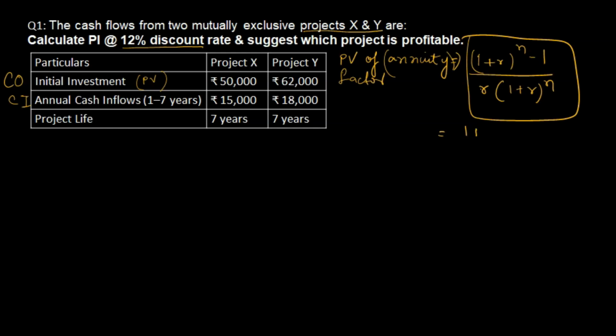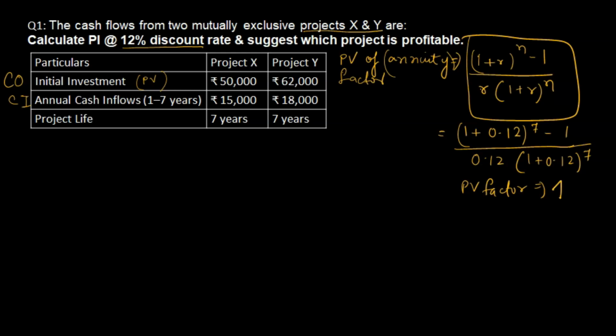If you put the values here, r is 12%, that means 0.12, correct? Then n is 7: (1 plus 0.12) to the power 7 minus 1, divided by 0.12 multiplied by (1 plus 0.12) to the power 7. When we solve this, we will get the PV factor as 4.57. Solve it and check your answer. If my calculation is wrong, then comment in the comments. So the PV factor you will get is 4.57.